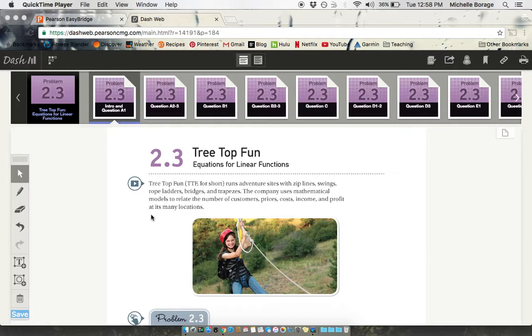So we're in investigation 2.3. It's called Treetop Fun, Equations for Linear Functions. You can see right here there's a little intro video, so remind me when I get back on Thursday and we'll watch the video together. So it says Treetop Fun, which they're going to call TTF for short, runs adventure sites with zip lines, swings, rope ladders, bridges, and trapezes. The company uses mathematical models, hey, that's the name of our book, to relate the number of customers, prices, costs, income, and profit at its many locations.